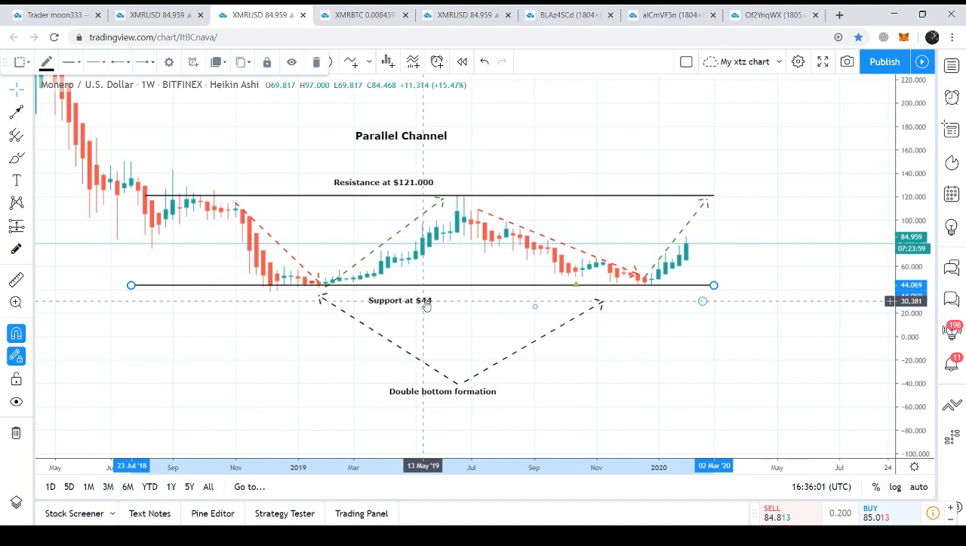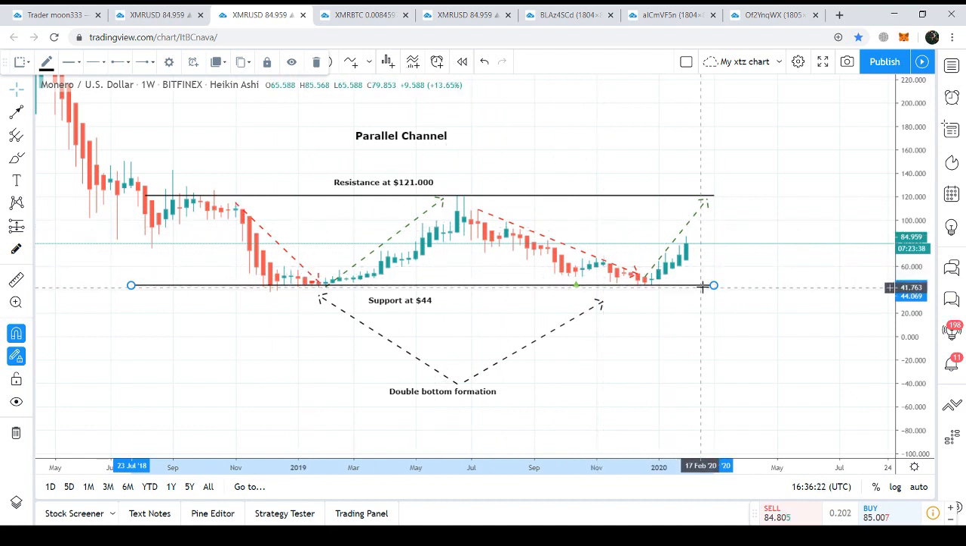We haven't seen any big down or big out since August 2018. Since the price action entered this channel, it has been moving very smoothly, down and up and down and up, and it has formed a very perfect double bottom.